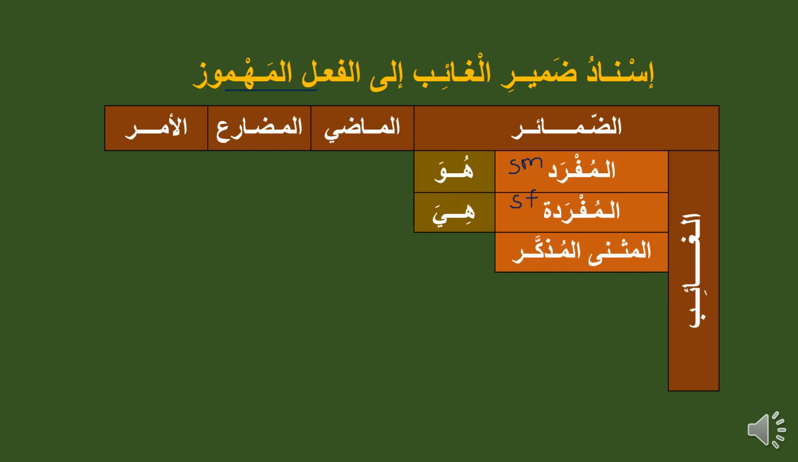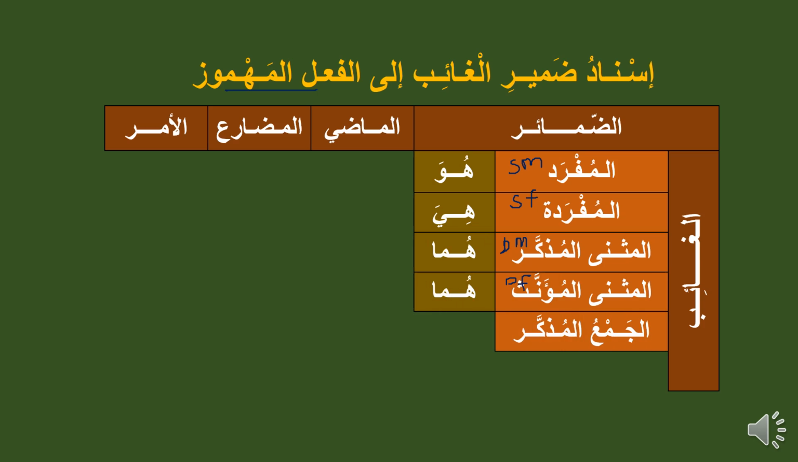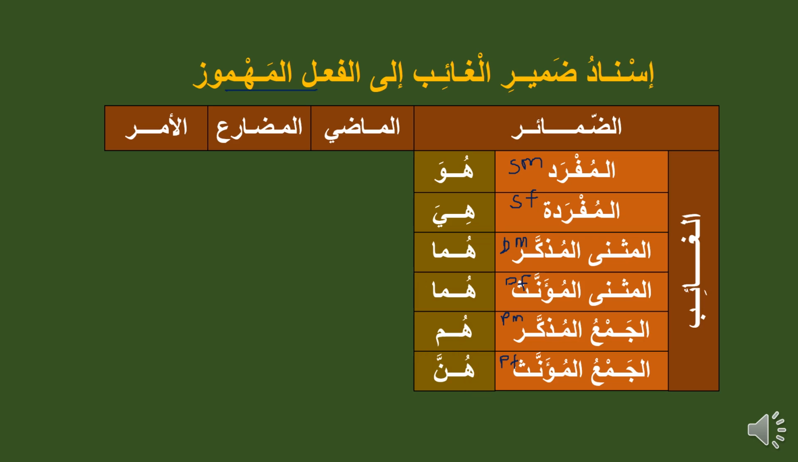Hiya. Then the dual masculine is what? Huma. And the dual feminine is huma. We have the plural masculine, which is what? Which is hum. You should know all this by now. We have the jamu al muannas, the plural feminine, which is what? Which is hunna. You have to know all these things in Arabic.